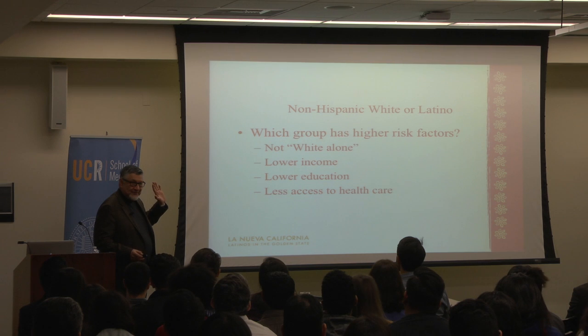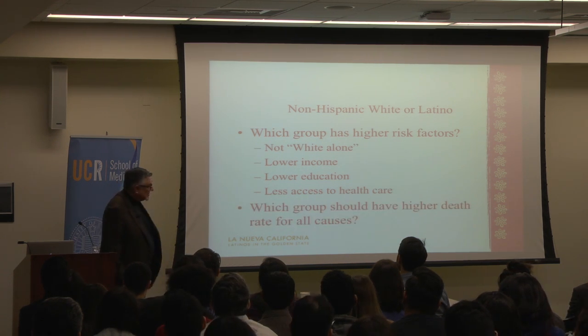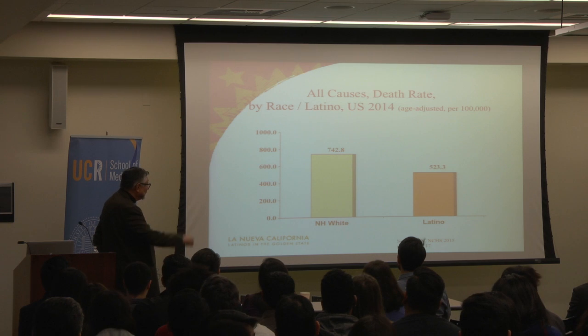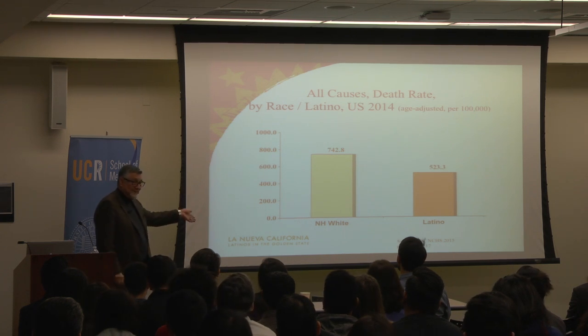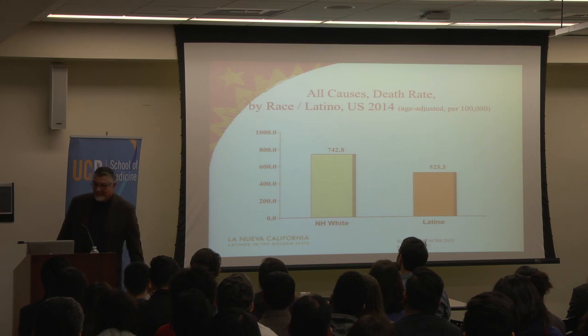You know the drill. Who has the worst risk factors? Latinos. Who should have the higher death rate for all causes of death? Should be Latino, and it's not. Non-Hispanic white, 742.8. Latinos, 523.3. 30% lower. And we see this year after year after year.